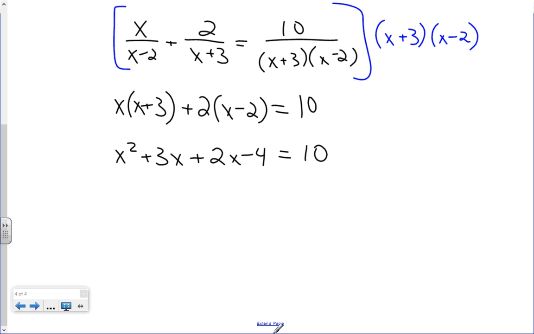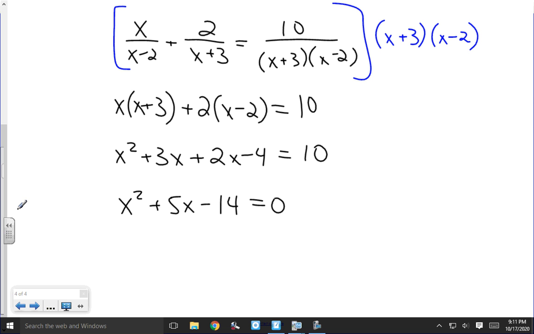Let's move everything to one side and simplify here. I've got x squared. I'll have 5x when I combine the 3x and the 2x. I've got a minus 4, and I'm going to subtract 10 more, so it's a minus 14. And that's equal to 0. And again, if you can factor this, then factor this.